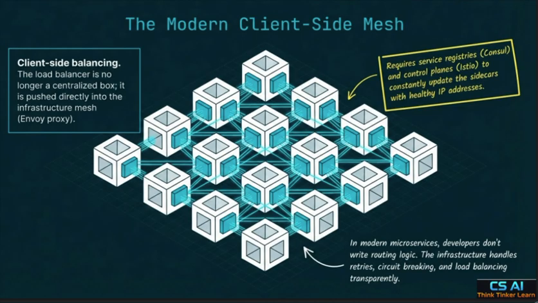The modern approach is client-side mesh. The load balancer is no longer a centralized box. It is pushed directly into the infrastructure mesh as an Envoy sidecar proxy. This requires a service registry like Consul and control planes like Istio to constantly update the sidecars with healthy IP addresses. In this model, developers don't write routing logic. The infrastructure handles retries, circuit breaking, and balancing transparently at the source.